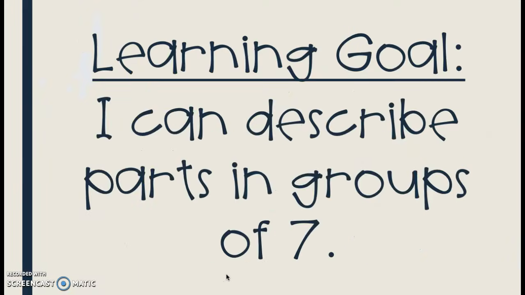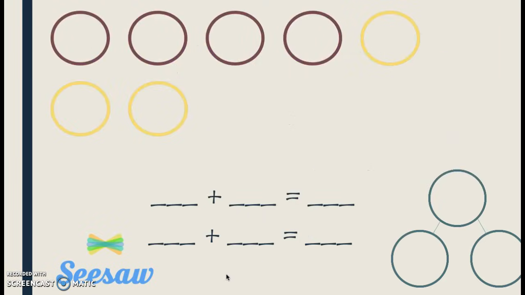Okay, our learning goal for today says, I can describe parts in groups of 7. And that's totally what we've been doing. So now it's your turn. Remember how I talked about if we want to do a quick drawing, we can use circles. Well, right here, I drew some circles. I had 1, 2, 3, 4, and then I added 1, 2, 3. Basically, I had 7 in a group, and I just broke them into 2 different parts, and I used the colors to show that.